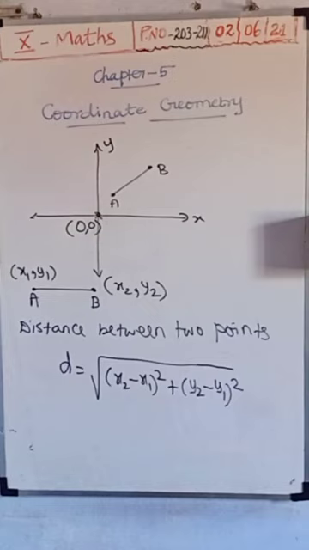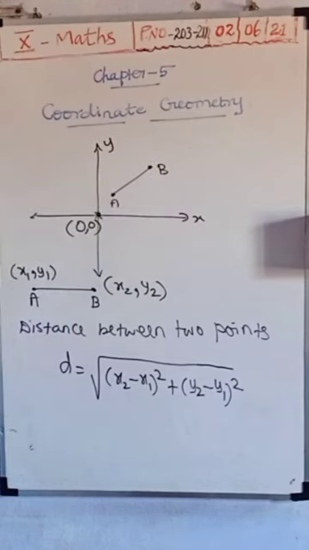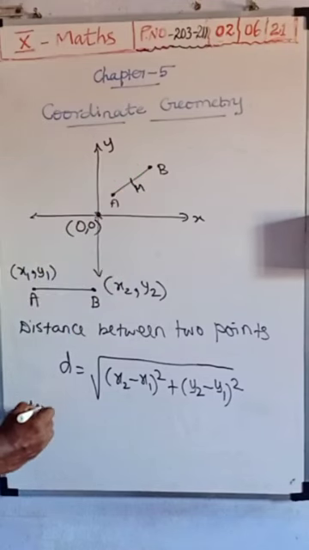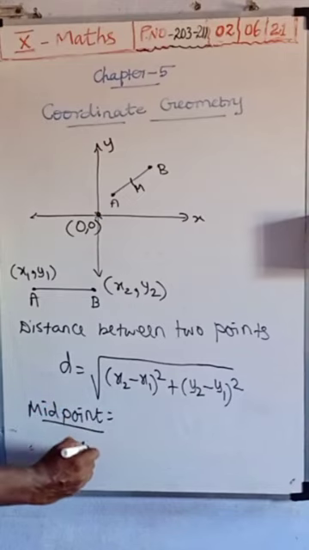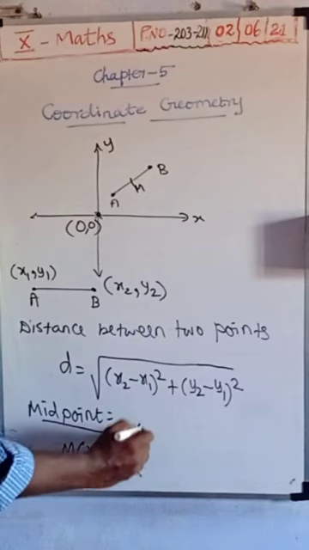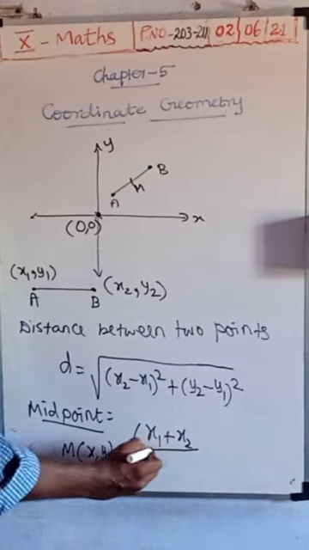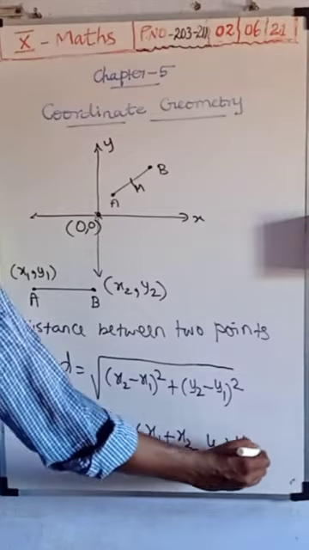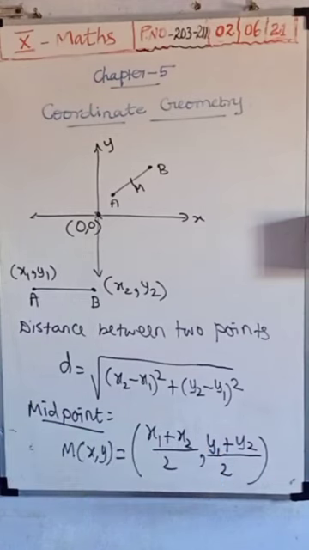Then next, suppose 2 points are given. Joining these 2 points, we get a line. How do we find the midpoint of that line? The midpoint M of x comma y is equal to both the coordinates: x coordinates you add and divide by 2, x1 plus x2 by 2, and next y1 plus y2 by 2. The y coordinates separately you add and divide by 2. We will get the midpoint.